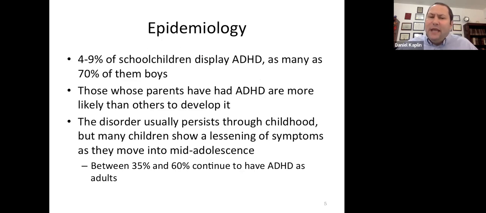So what's the epidemiology? The epidemiology is that we know that anywhere between 4 to 9% of children display symptoms of ADHD, and this is far more common amongst boys relative to girls. So we see about 70% of the cases are male, and we do see it runs in families. So if you have a child whose parents had ADHD, they're going to be more likely to develop ADHD because it runs in families.